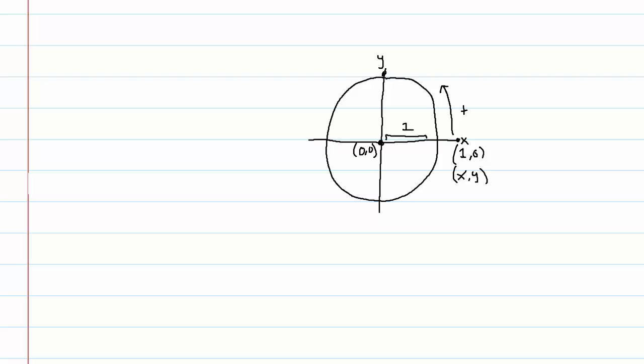For our top point up here, we should have coordinates of 0, 1. For our left point, -1, 0. And for our bottom point, 0, -1.